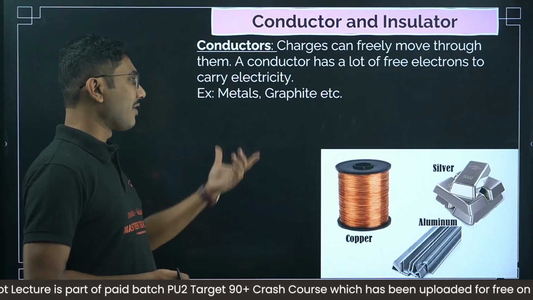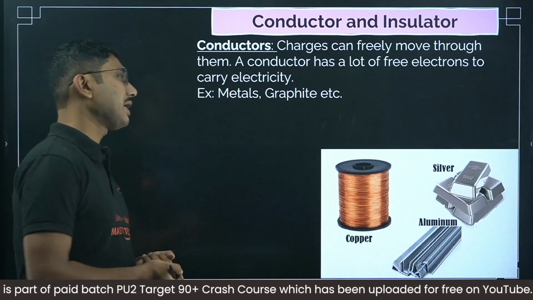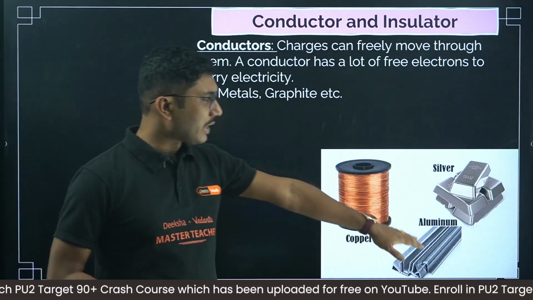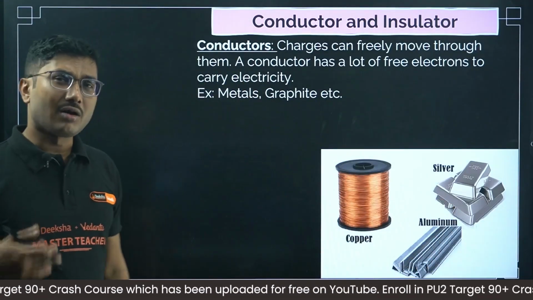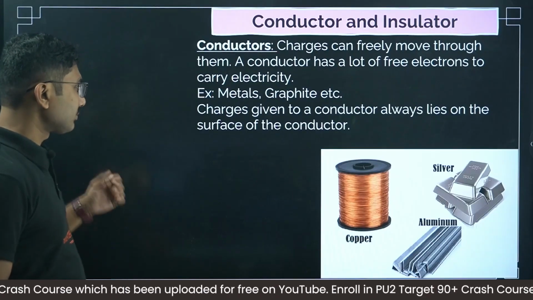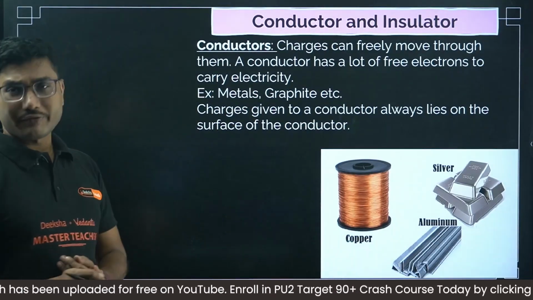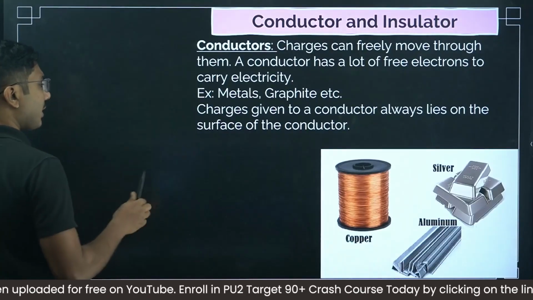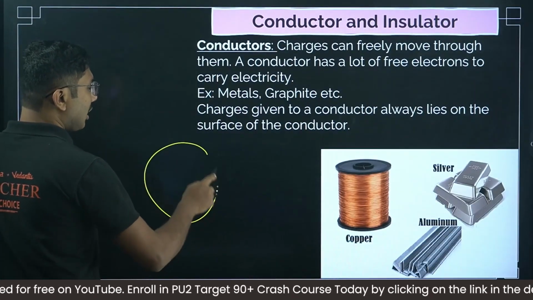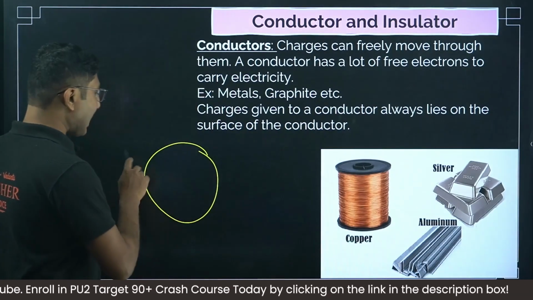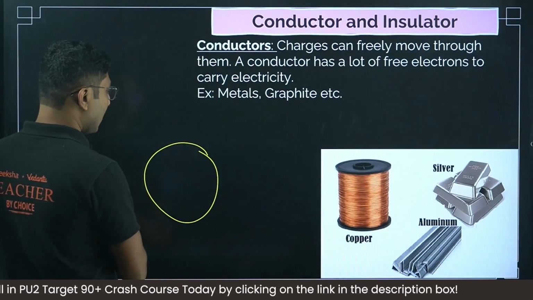Metals are good conductors, and graphite is a non-metal but still a good conductor. Here you can see copper, aluminium, silver, iron, which are all good conductors. Charges given to a conductor always lie on the surface of the conductor. This is a very important point to remember, because a lot of times you will see questions based on this property, that if you add some excess charge to a conductor, what happens?